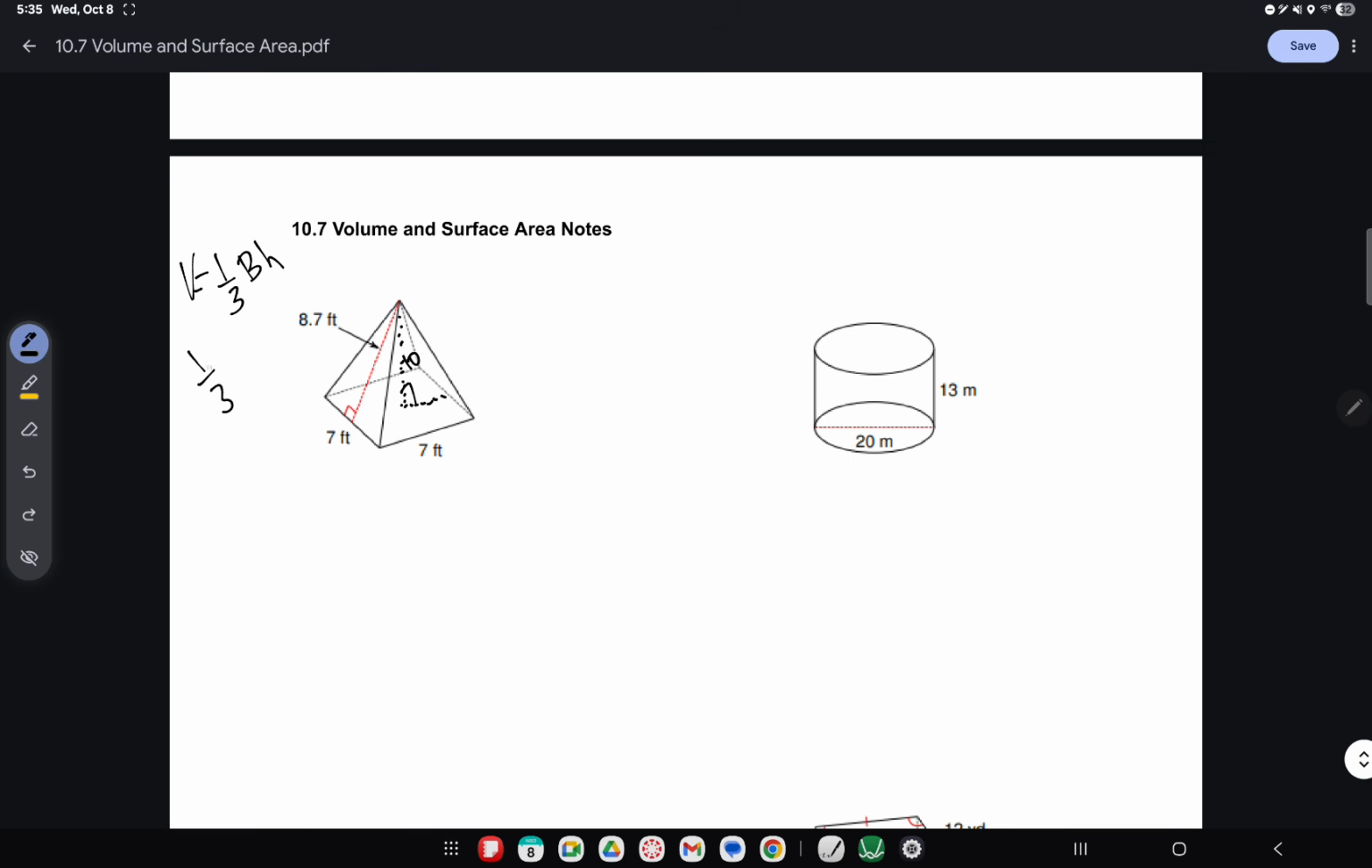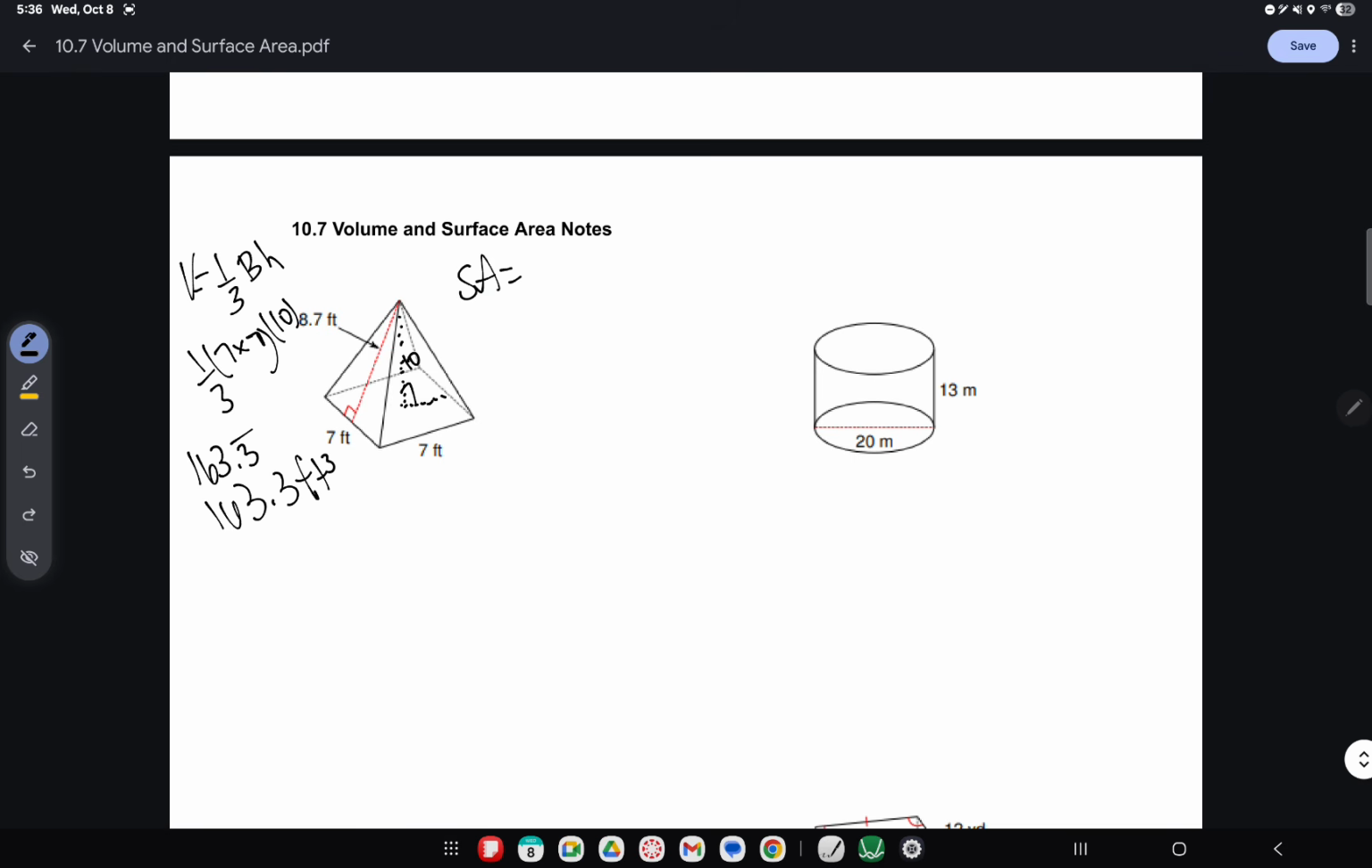So 1/3 area of the base is 7 by 7, and then the height of the pyramid is what I made up, 10. So I can throw that in a calculator. 1/3 times 7 times 7 times 10 gets me 163.3 repeating. So we can just say 163.3 feet cubed.